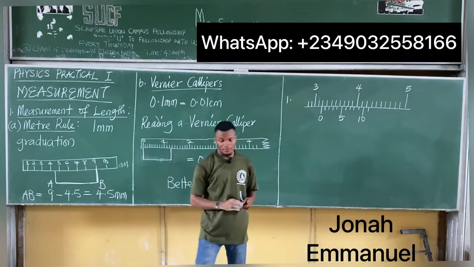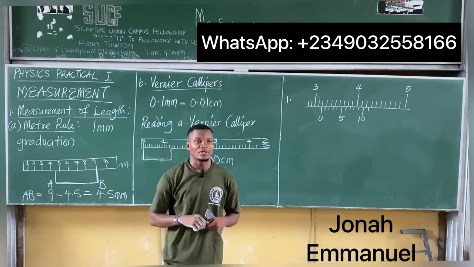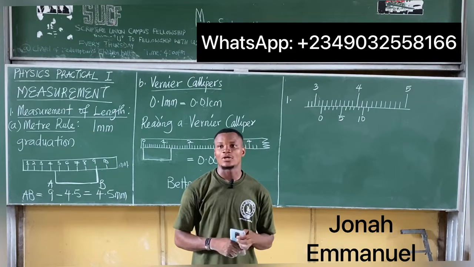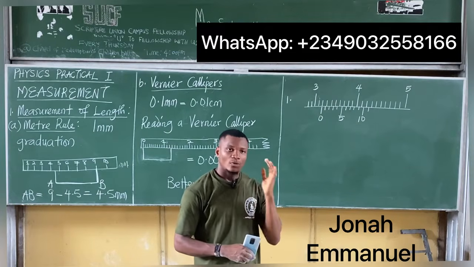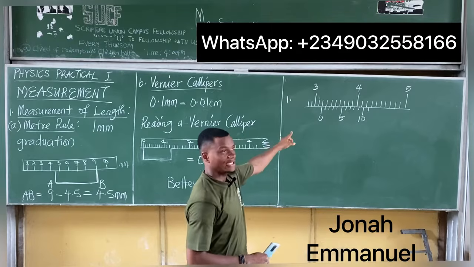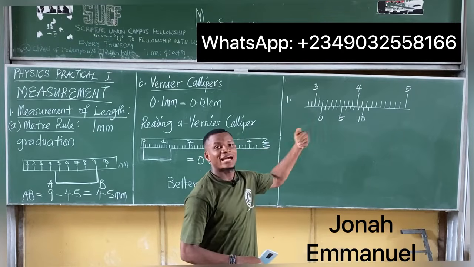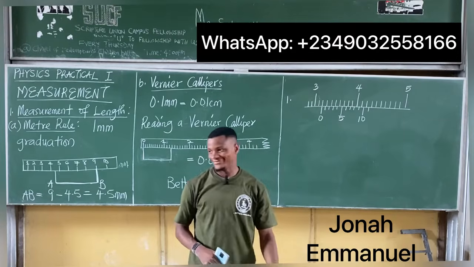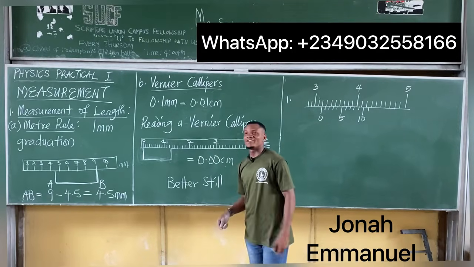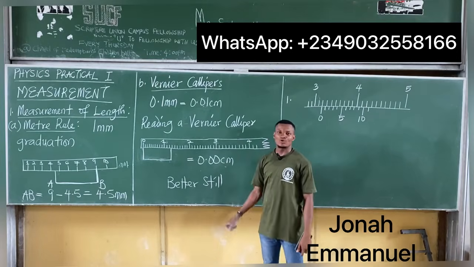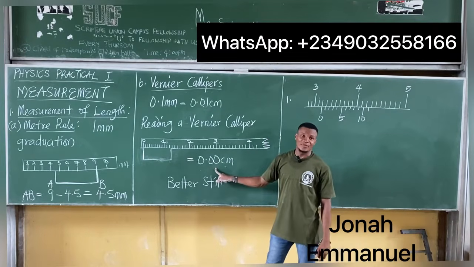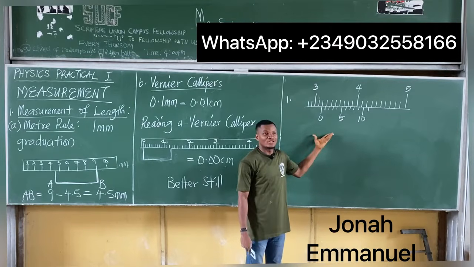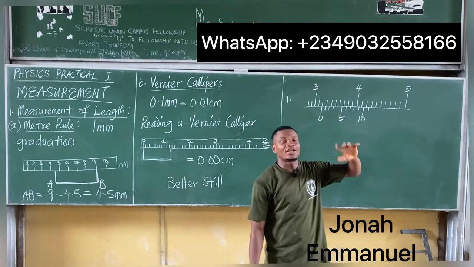Listen. In your exam, there are 2 ways to set this question. The first way is that they'll give you the diagram and ask you to get out the reading. By get out the reading, I mean they'll give you this one here and ask you what's the reading, 0.00. They'll give you this and ask you what's the reading. You produce it. This is case 1.